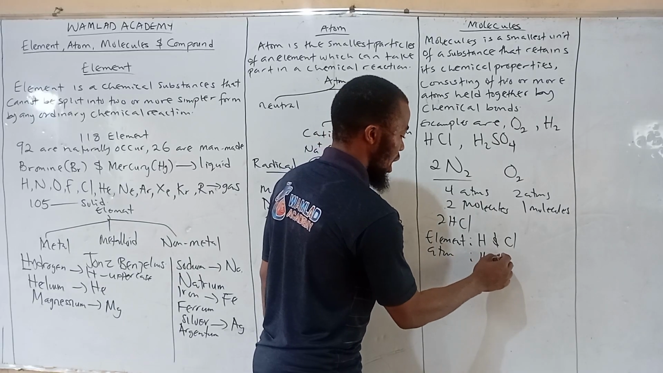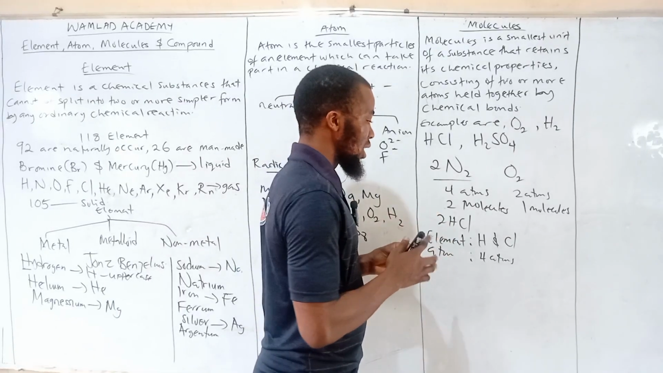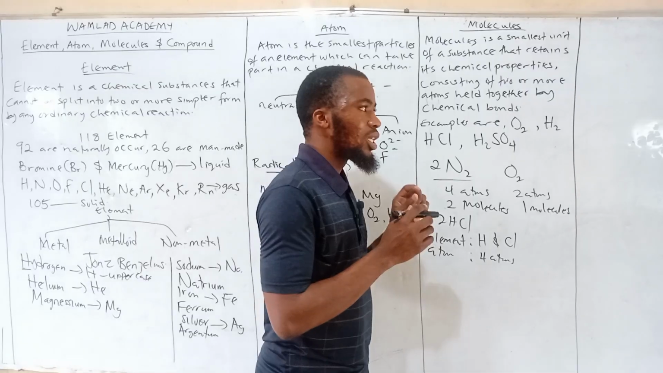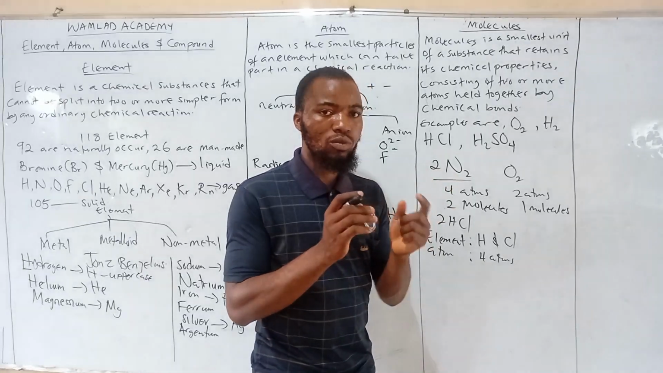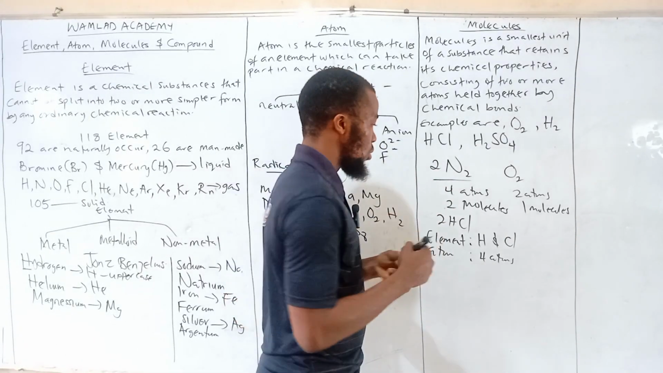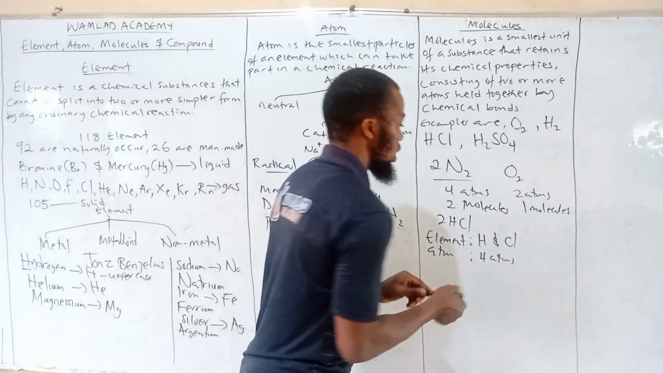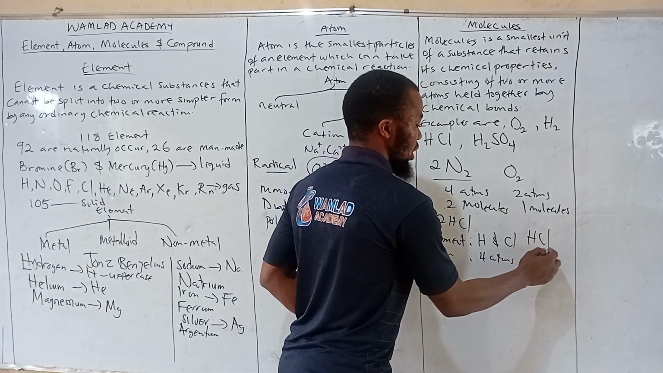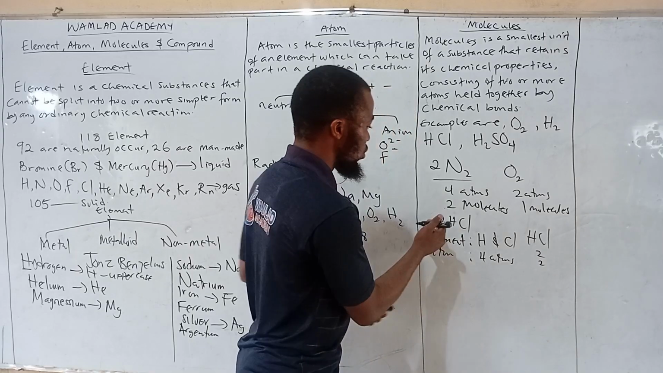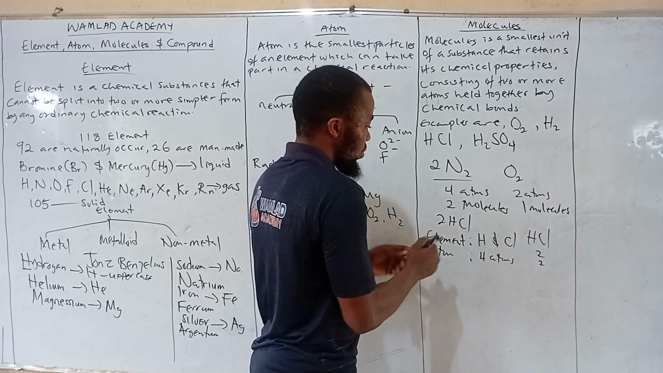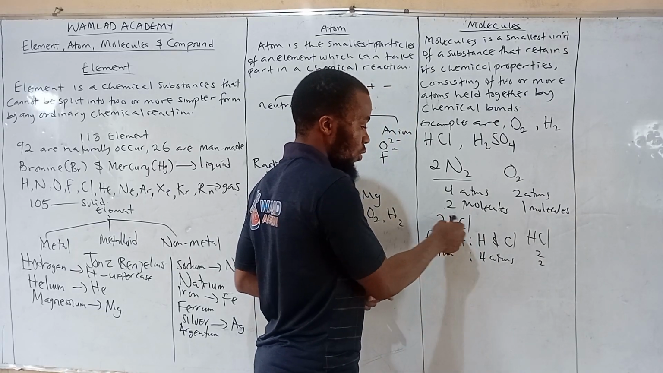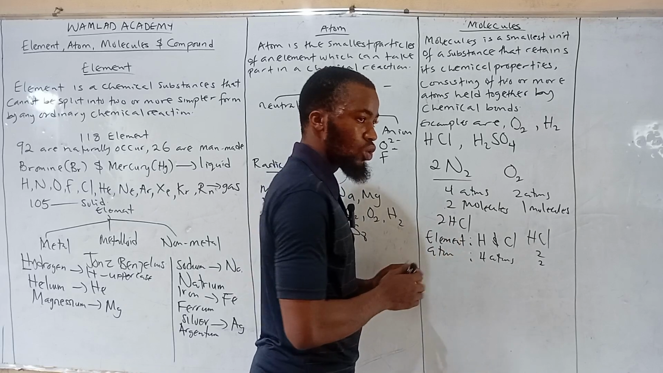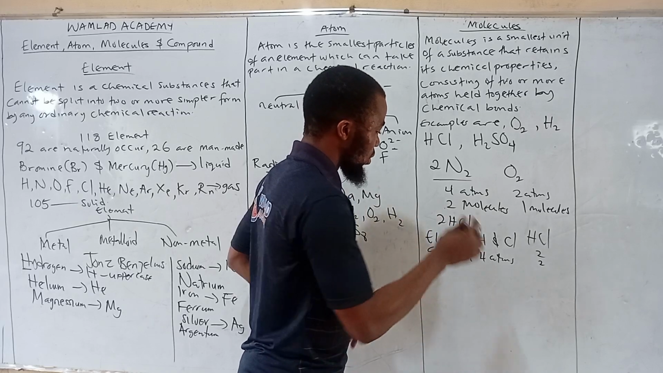Making four atoms. It means that when you have a compound, the number of elements there and the number of atoms may not be the same thing. But there are some cases whereby they are the same. Let's say we have HCl. In this case, the number of atoms is two while the number of elements is two. But when you have two molecules of HCl, the number of atoms here is four while the number of molecules is what? Is two.